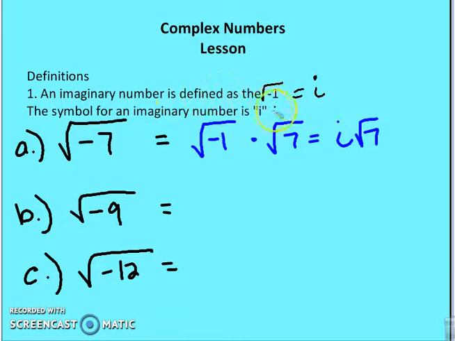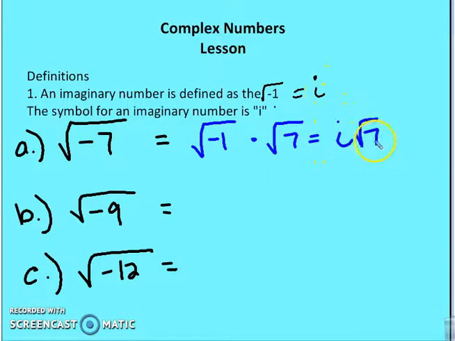An imaginary number is defined as the square root of negative 1. We can abbreviate that with a lowercase i. Now, when simplifying radicals that have a radicand with a negative value, what we want to do is break out as a factor the square root of negative 1 as i, and then solve having removed the factor of negative 1 from the radicand. As an example, the square root of negative 7 becomes the square root of negative 1 times the square root of 7. The square root of negative 1 we identified as i, so the answer is i root 7.